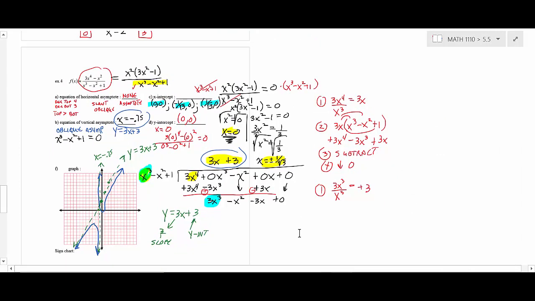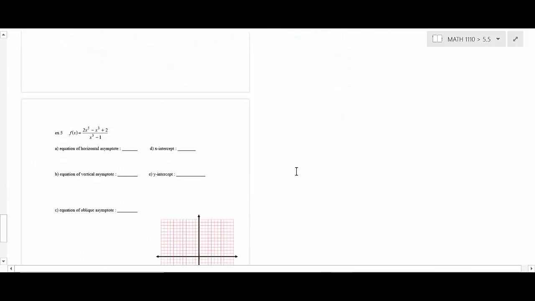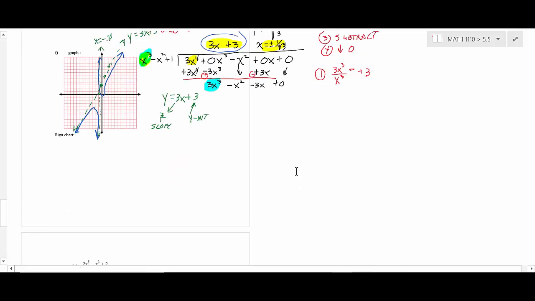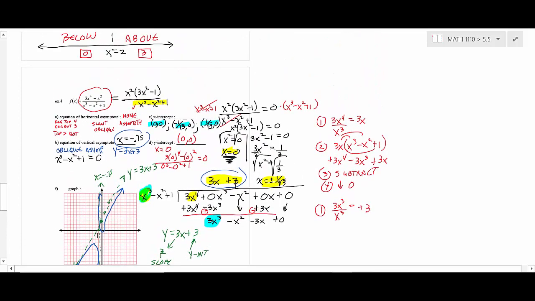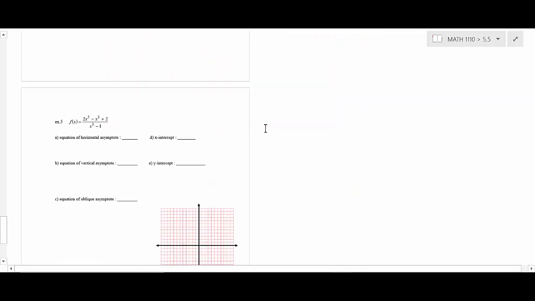That's not the best example. It would have been a little easier if I had given you something where the denominator factored, but you're not going to be tested over oblique. The only thing I have you do on tests is find an oblique asymptote. So I expect you to know how to find an oblique asymptote, but I'm not concerned about the graphing.